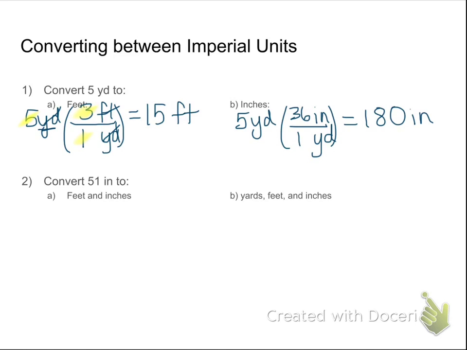Now another way for you to solve this question was maybe to not go all the way back to the 5 yards, but take the 15 feet that we just calculated and change that measurement in feet to inches.